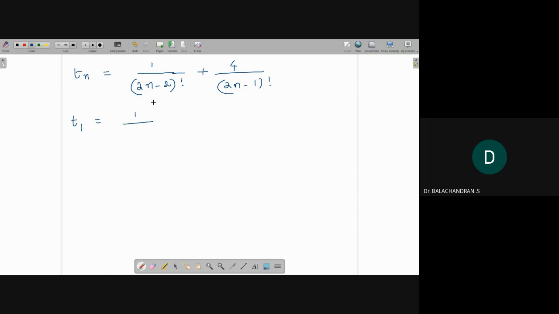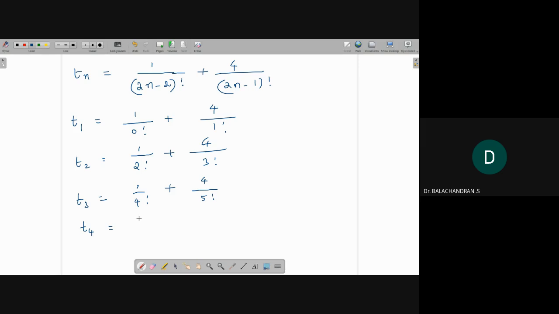1 by 0 factorial plus 4 divided by 1 factorial. T2, what is T2? 1 by 4 minus 2, 2 factorial, plus 4 by 4 minus 1, 3 factorial. T3: 6 minus 2, 4 factorial, plus 4 divided by 6 minus 1, 5 factorial.